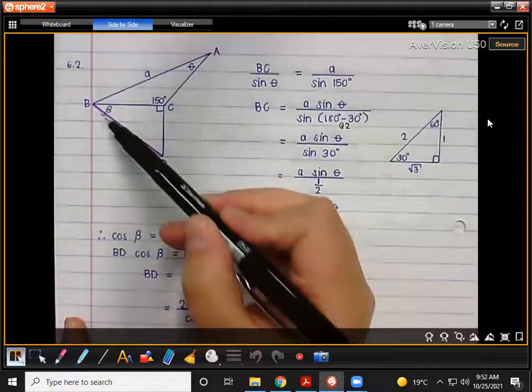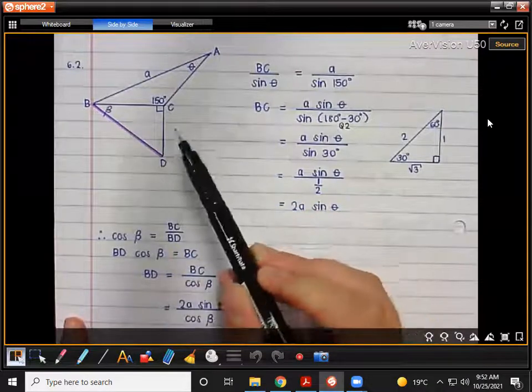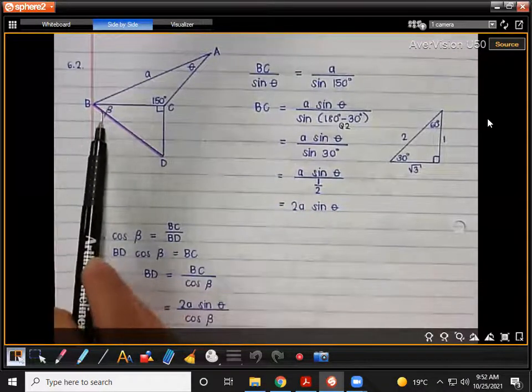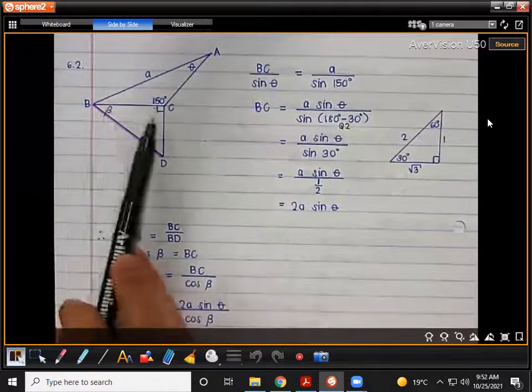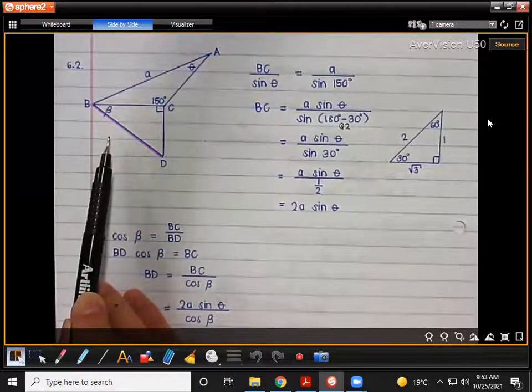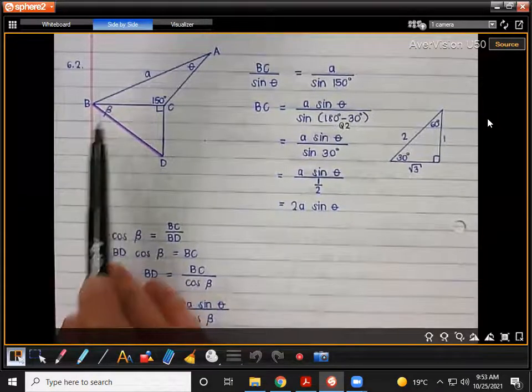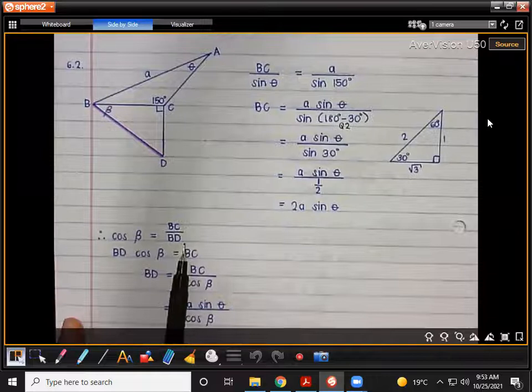Okay, now remember we're trying to find BD. This is a right angle triangle here at the bottom. So we have that angle, we have the common side now, which is the adjacent side. We're trying to find the hypotenuse. Adjacent and hypotenuse is cos. So cos of beta is BC over BD.